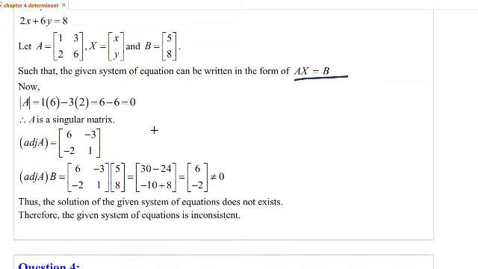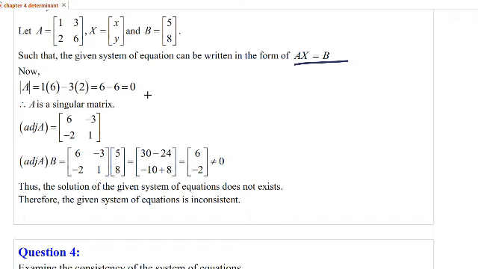So what we'll do, after determinant A is 0, is find adjoint A. And how to find adjoint A? Already in the last video I've taught you: change the positions and change the sign of these two elements. In the main primary diagonal, change the position of the elements, and in the secondary diagonal, change the sign, and you'll get the adjoint. So adjoint A into B, if you find it, is 30 minus 24, that is 6, and then minus 10 plus 8, that is minus 2.